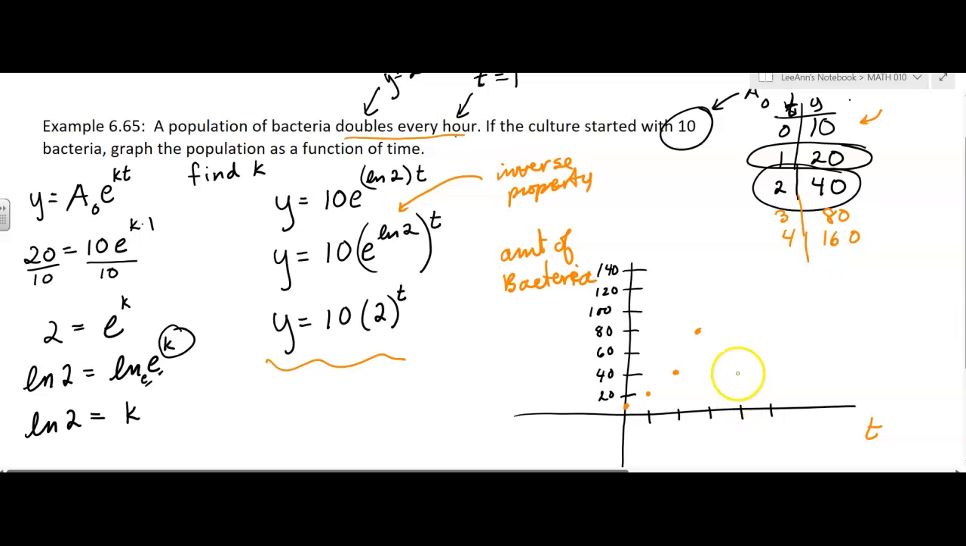Okay, so now I'm off the charts. Should have gone a little bit higher. But you can see, wow, that's going up quickly. That's an exponential function. Okay, so we get this information and we graph it so we can identify what type of function it is. But we already knew it was an exponential function. Okay, so that's that one.